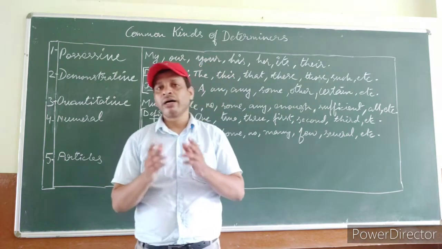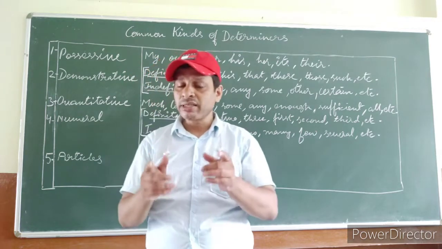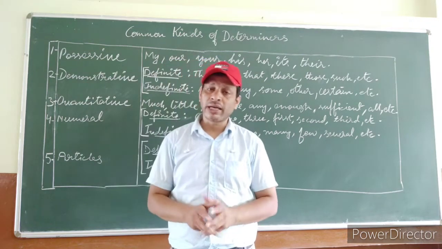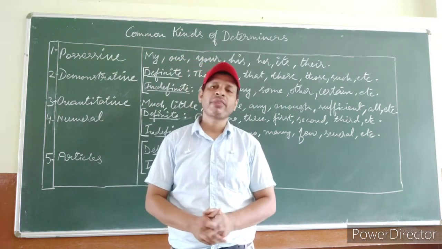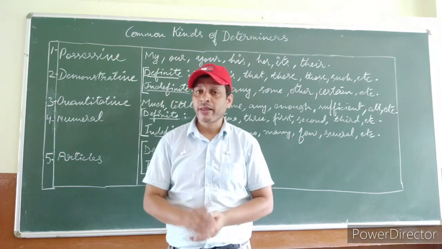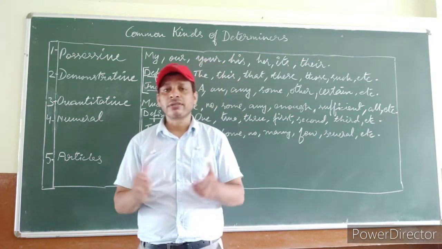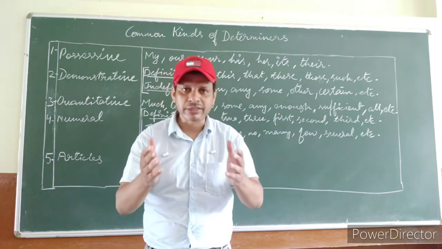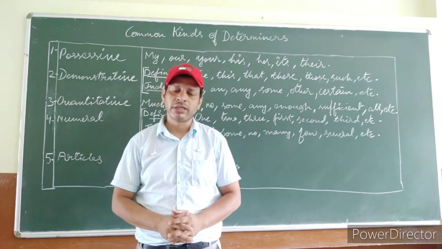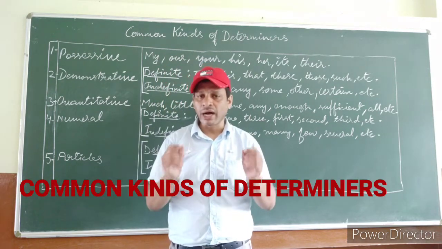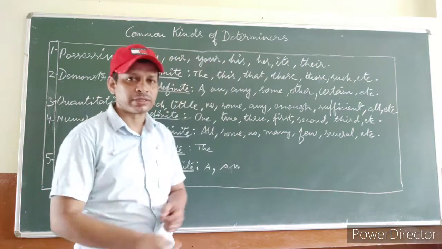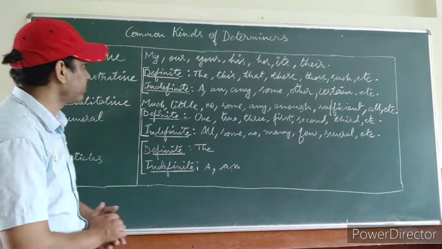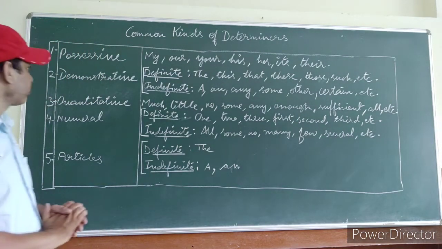In short, a determiner is a word that determines or limits the noun that follows it. For example, a book, an inkpot, some children, a few problems, a little rest. So these are some of the examples of determiners. And now let us see the common kinds of determiners. Here you can see on the board common kinds of determiners. So let us start from the beginning.